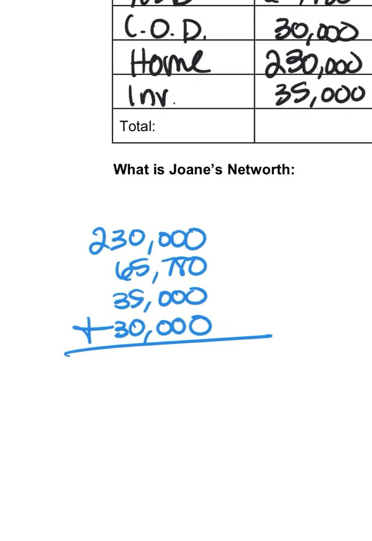Well, 0 plus 0 plus 0 plus 0 is 0. 0 plus 8 is 8, plus 0 plus 0 is still 8. 0 plus 7 is 7, plus 0 plus 0 is 7.